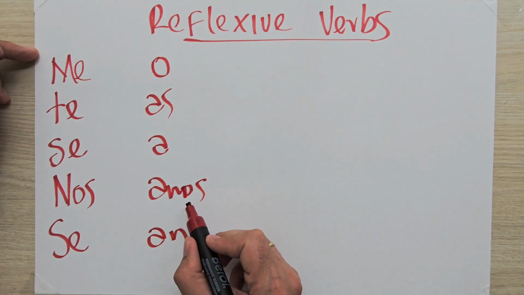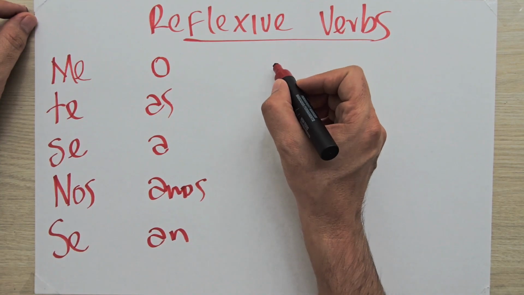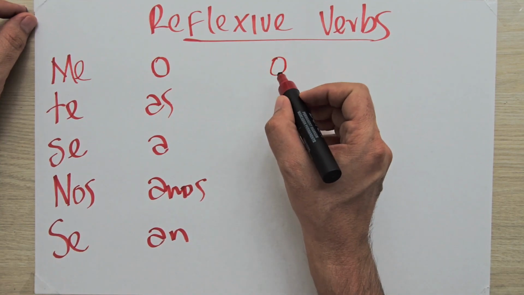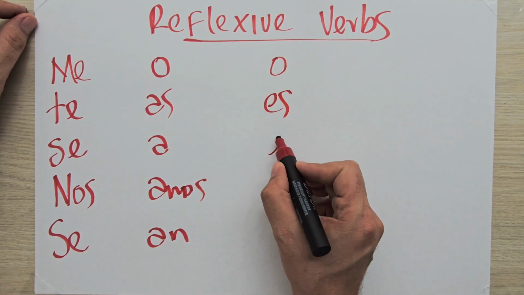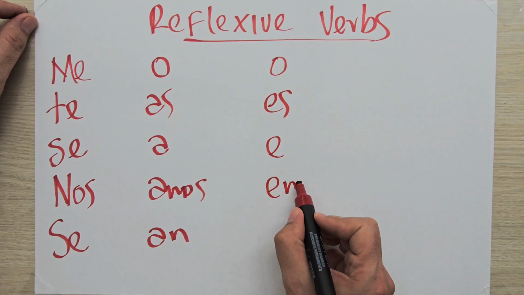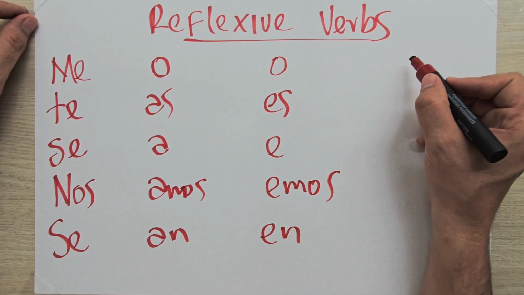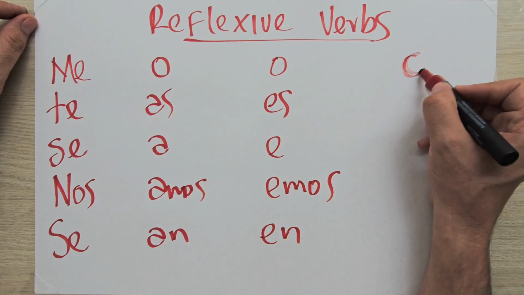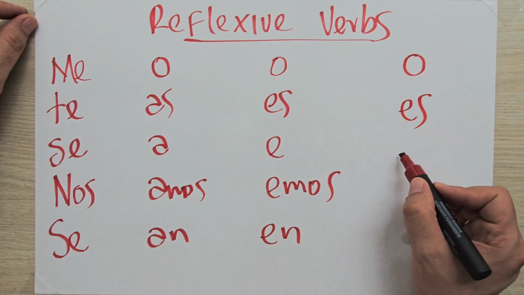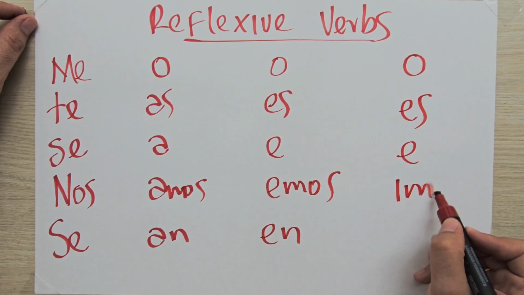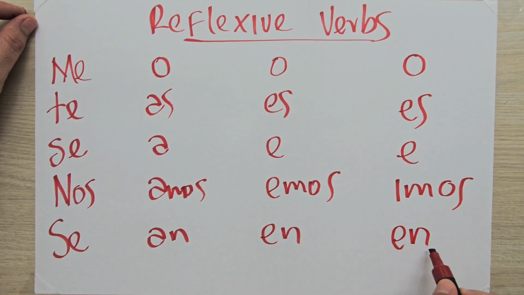This is an M. If it is an ER verb, the conjugation is going to be o, es, e, emos, en. And if it is an IR verb, the conjugation is o, es, e, imos, en.